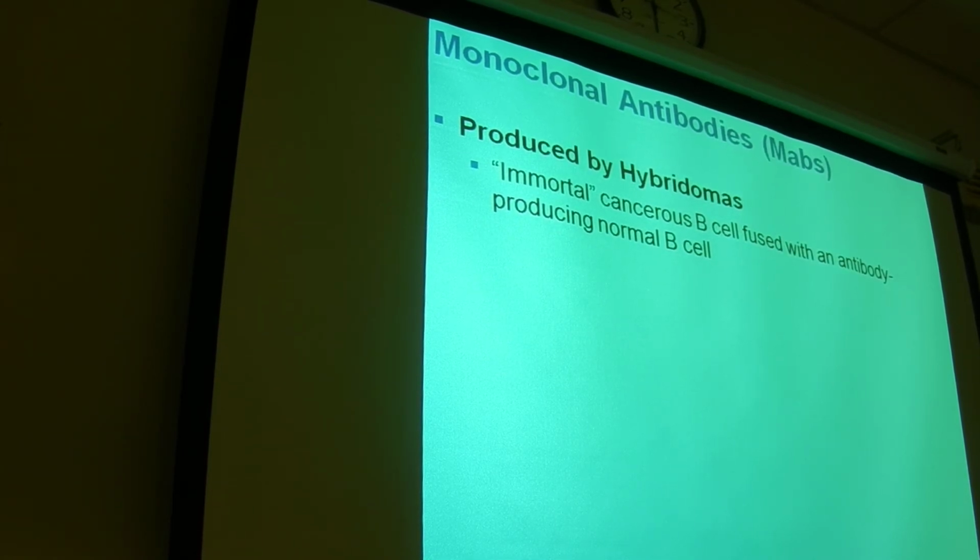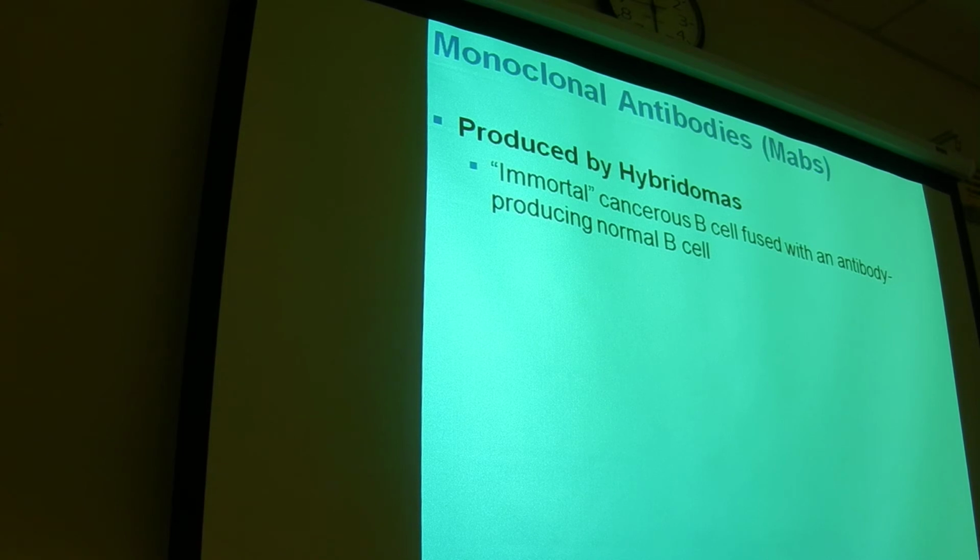Okay, so the way in a laboratory setting we usually make antibodies is we make monoclonal antibodies, which are basically just clones of a single antibody, so they're all the exact same antibody. It's not a mixture of multiple types of antibodies, it's a single type of antibody. And we make them in what's called a hybridoma. So we take a cancerous B cell and fuse it with an antibody-producing normal B cell. We find a B cell that makes the antibody we want, and then we fuse it with a cancerous B cell. Does anybody have any idea why we do that?